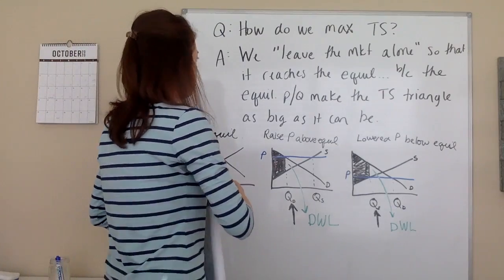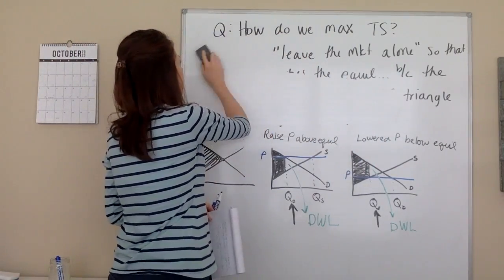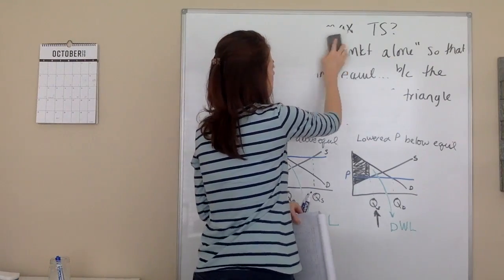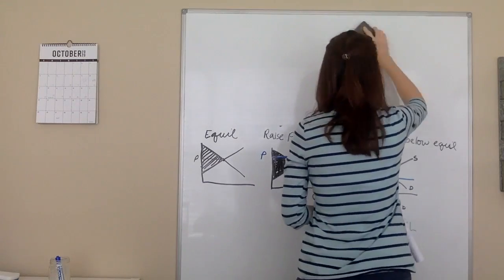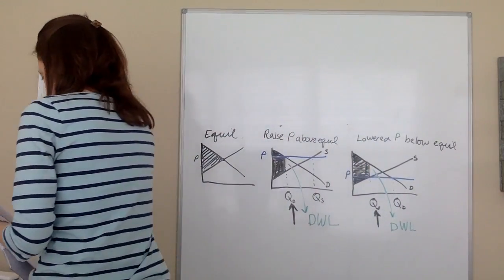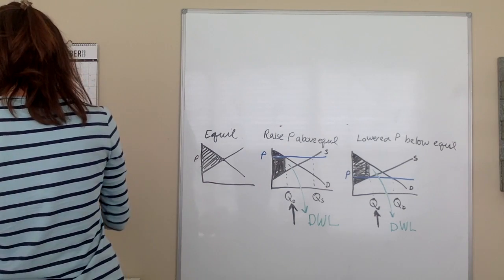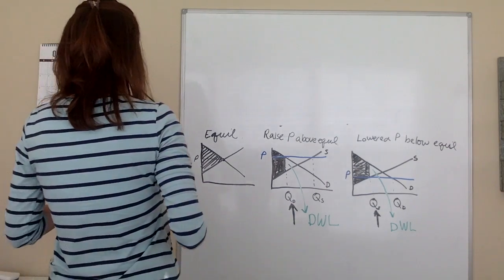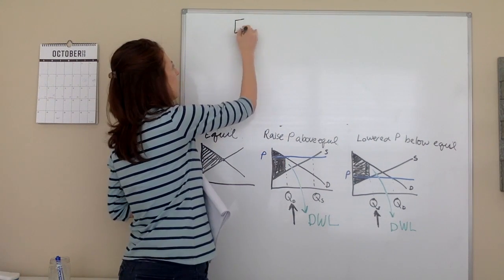Okay, so this brings up an important issue, and that is the distinction between efficiency in a market and equity in a market. We're going to write efficiency versus equity.